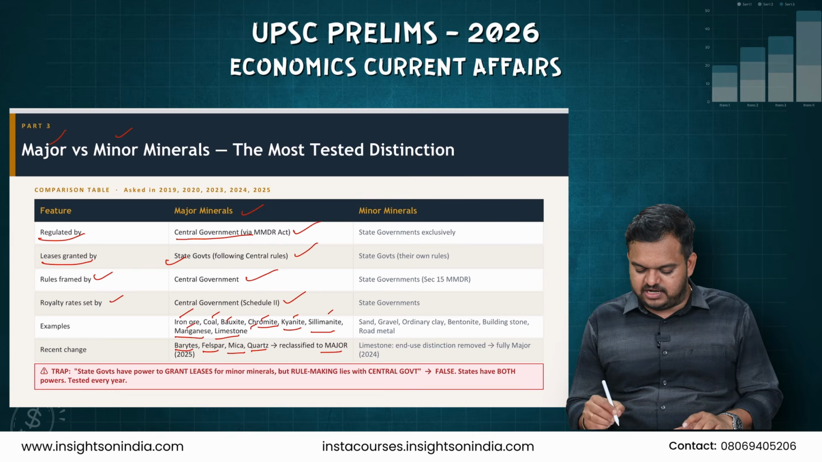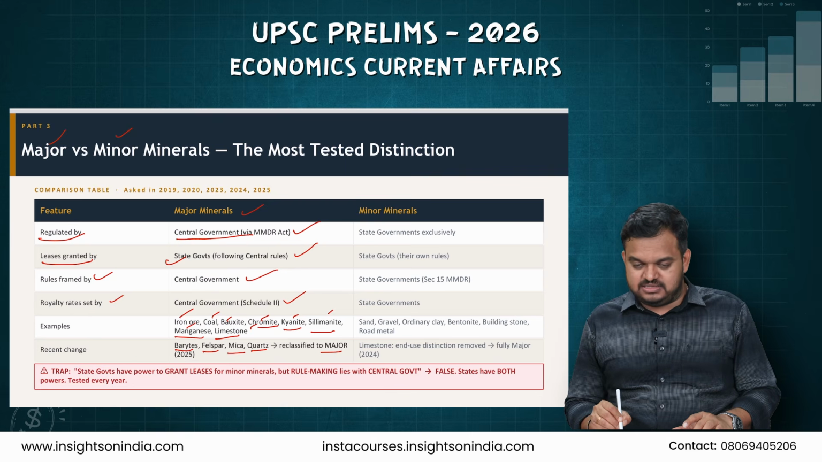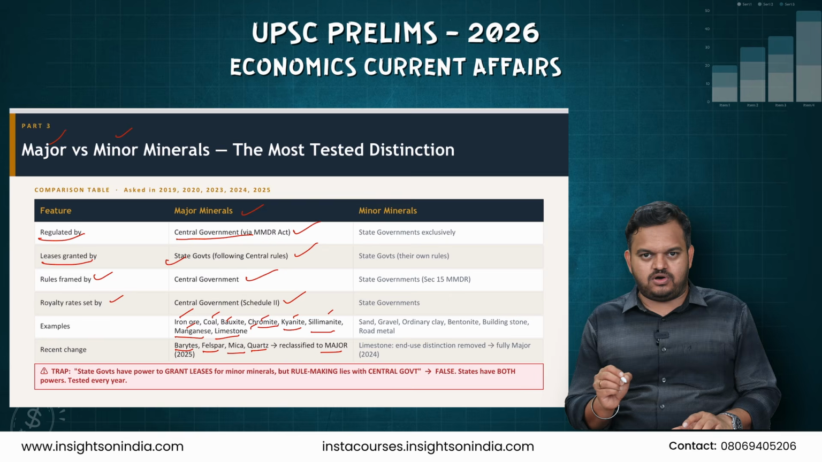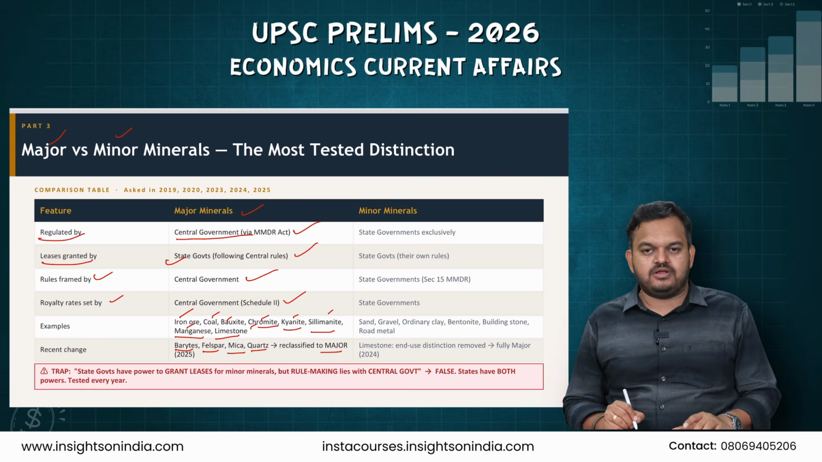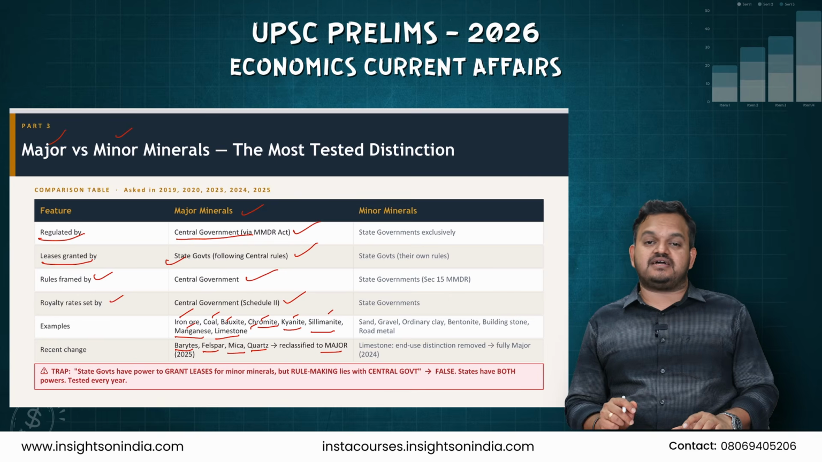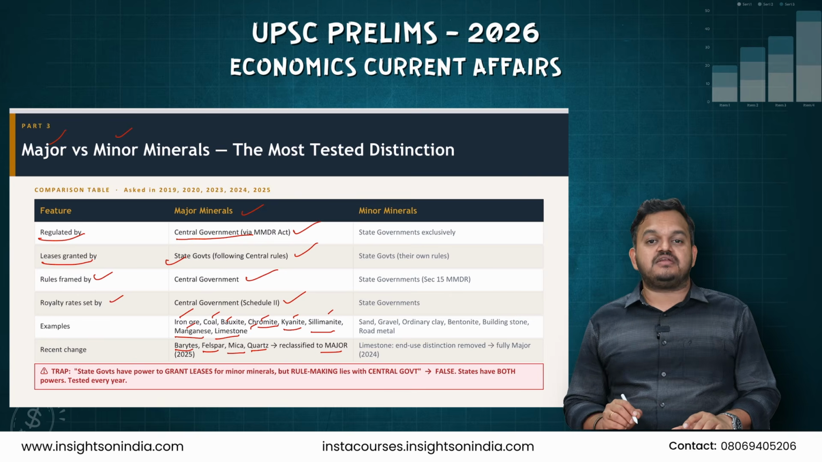And when you talk about minor minerals: sand, gravel, ordinary clay, building stone, road metal, bentonite. So remember these kinds of names where UPSC tests your understanding or your knowledge. So this can confuse you. Bentonite, laterite soil, you all know laterite, marble, granite and slate. Most of these are used in the construction industry. And remember, bentonite is a minor mineral, right?